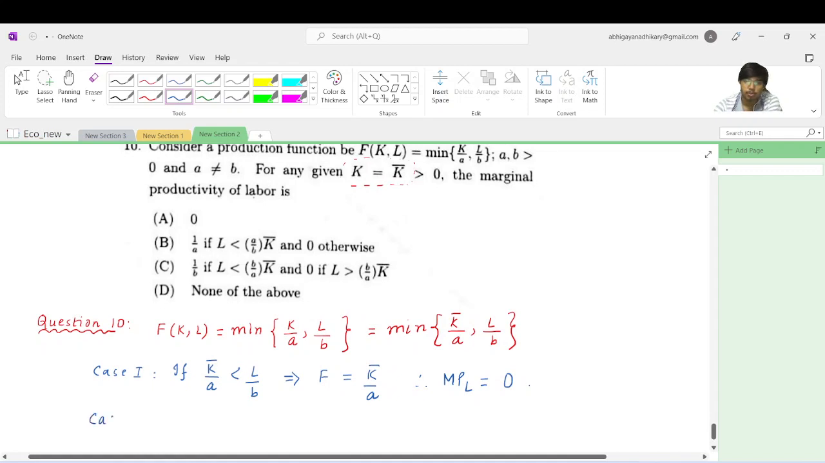Case number 2: if k bar by a is actually greater than l by b, then what will be f? It will be l by b. That means what will be MPL? It will be 1 by b. Okay, so these two. Now let us match with the options over here.